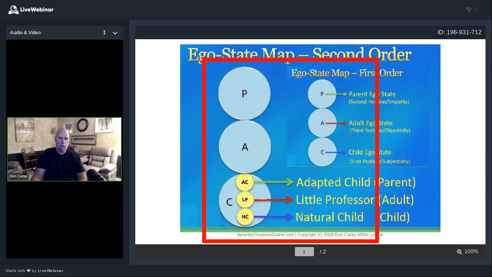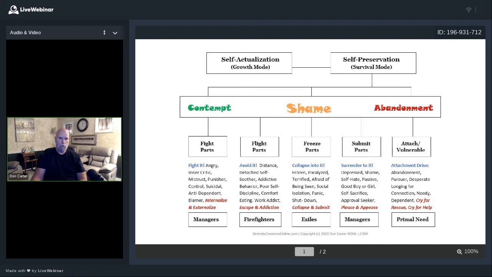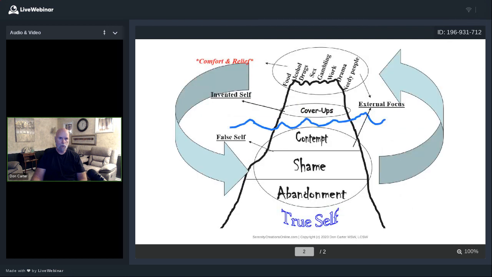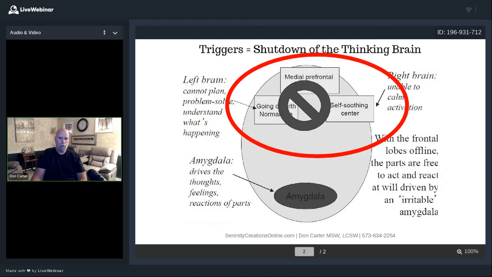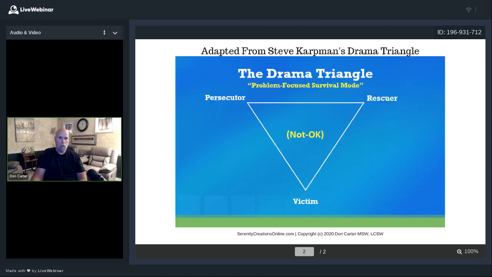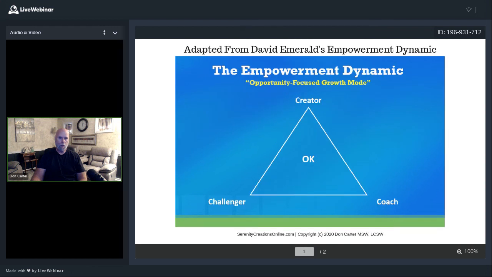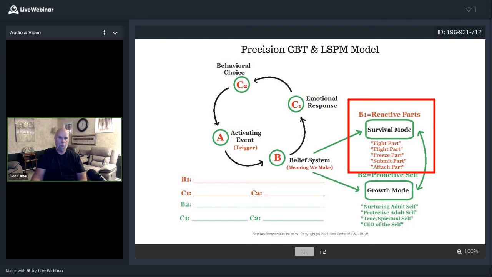So there we have a connection between all those models. We have the ego state model. Then we have the structural dissociation model, the iceberg model, the diagram of the brain and the parts of selves that can get triggered. And then we have this drama triangle and empowerment dynamic, and how we make our maps of the world, and all that fits together. And then how to identify which is which.